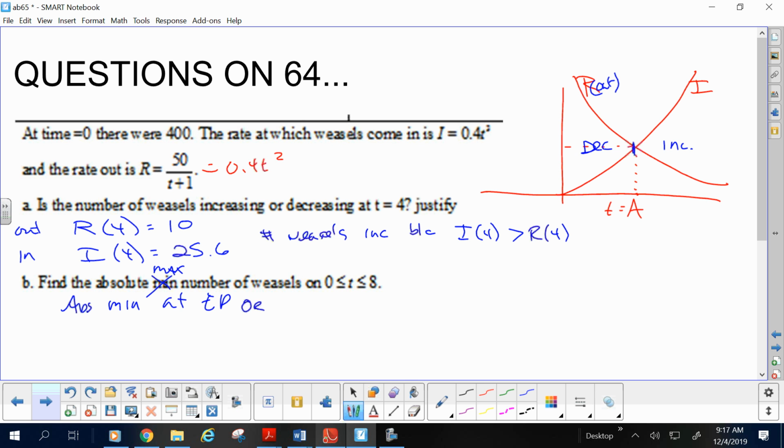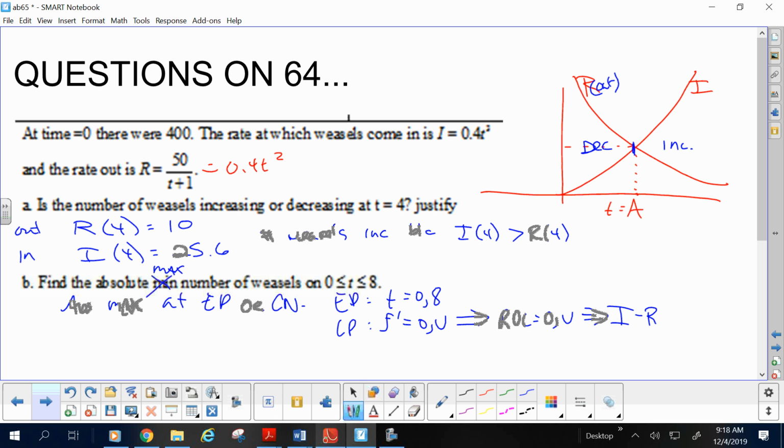Absolute max occurs at an endpoint or critical number, yeah? The endpoints are obvious, times 0 and 8 as given. The critical points. Now, generally speaking, we say critical points are where a derivative is 0 or undefined. Think more generally. Derivatives are rates of change equal to 0 or undefined. This really has a net rate of change. What are the two things that go into the rate at which the weasel population is changing? In and out. So this is when in minus out, the overall rate of change, is 0 or undefined.